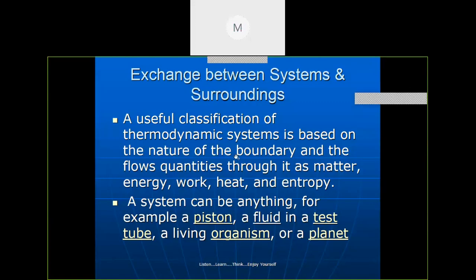Then the exchange between the system and the surrounding. Why are we going to discuss this thing? Because there are different types of systems. So we will try to understand the exchange between the system and the surrounding, and later on we will move on to the different types of systems. Now, a useful classification of thermodynamic systems is based on the nature of the boundary and the flow quantities through it, such as matter, energy, work, heat and entropy.